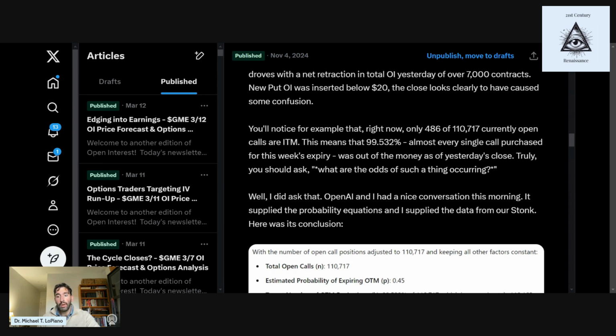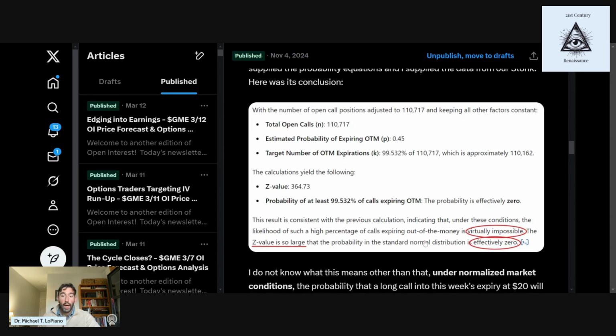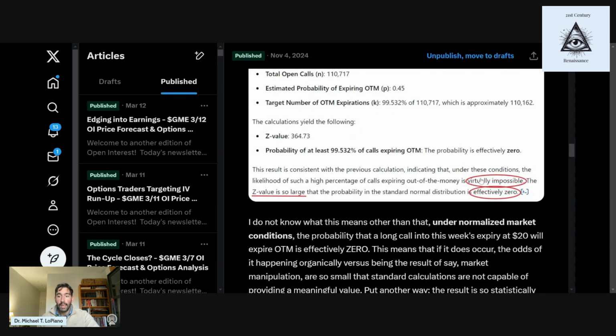So 99.532% out of the money for that particular week's expiry. And I said, okay, what are the odds, right? An at the money call, it was around $20. I gave all this data to ChatGPT, OpenAI at the time. What are the odds that the $20 call, the at the money call, will expire out of the money this week, going into this Thursday trading day on August 29th? And OpenAI came back and said, the probability that this occurs is so small, it is statistically insignificant. It is effectively zero.